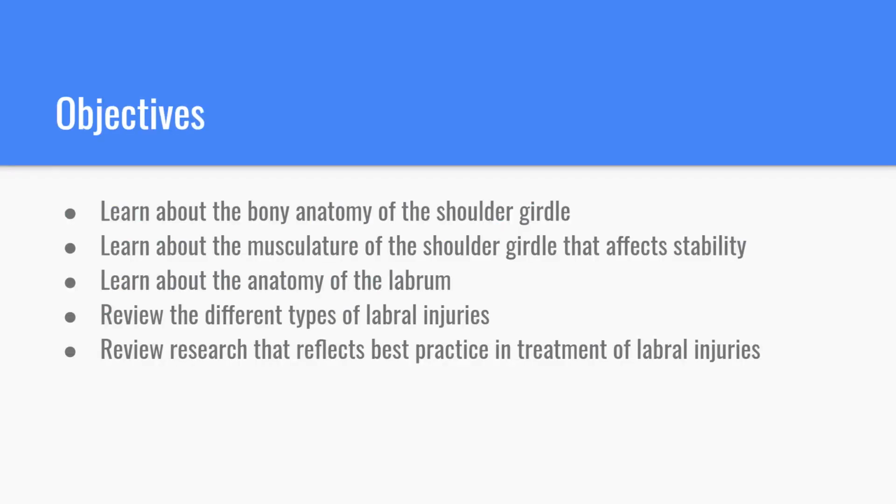So the objectives for today is we're going to learn about the bony anatomy of the shoulder girdle, learn about the musculature of the shoulder girdle, right, that affects stability, learn about the anatomy of the labrum, review the different types of labral injuries, and then look into some research that reflects best practice in treatment.